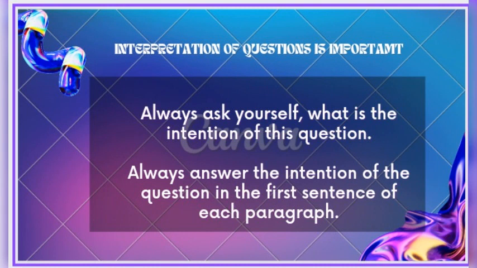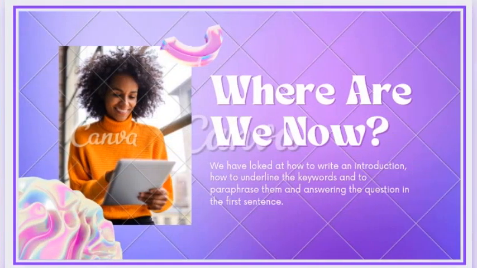Where are we now? Now we've looked at how to write an introduction, how to underline the keywords, to paraphrase them, and to answer the question in the first sentence. These are the key ingredients of writing a beautiful essay. Always sustain the answer by keeping the question in mind. Always read the question again as you write the answer. Now give sufficient background information. And lastly, connect the points to the question.